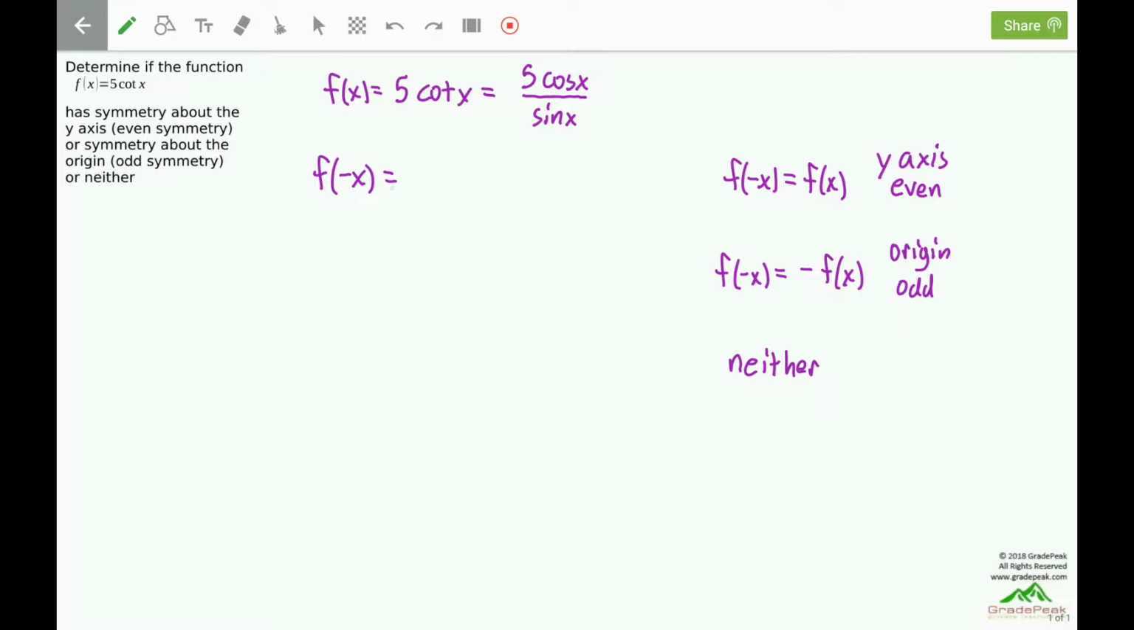F of negative x means to plug in negative x in for each of the x's. That will give 5 times the cosine of negative x divided by the sine of negative x. The cosine of negative x equals the positive cosine of x. The sine of negative x equals the negative of the sine of positive x.